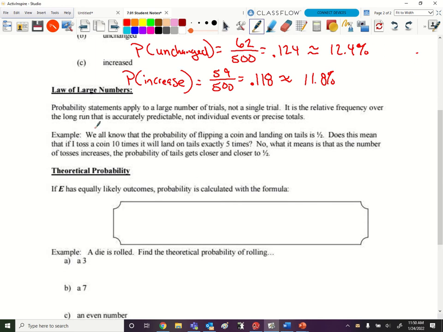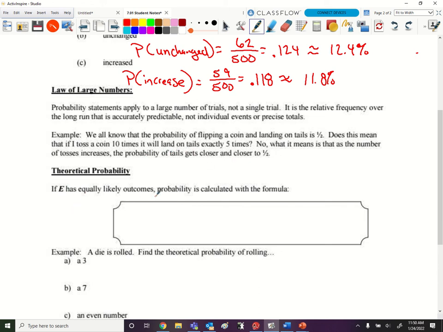Okay, going with this example right here, 10 times. We all know the probability of flipping a coin is a half. Does it mean that if I toss it 10 times it will land tails 5 times? No. What it means is, as the number of tosses increases, the probability of getting tails gets closer to 1/2.